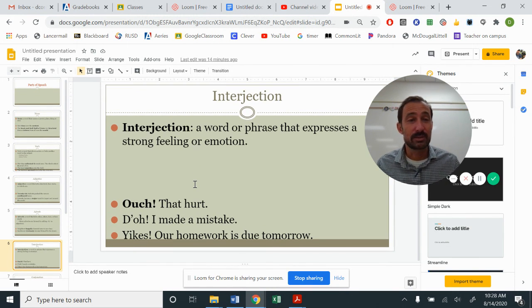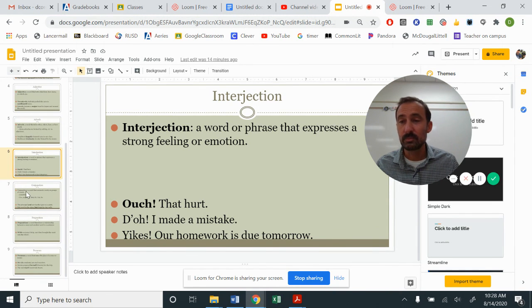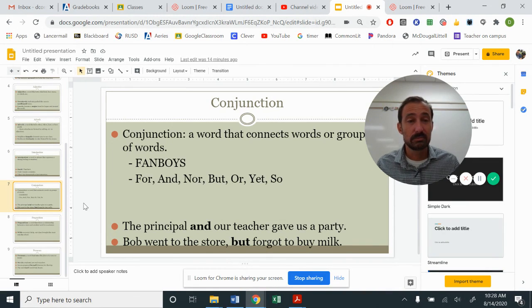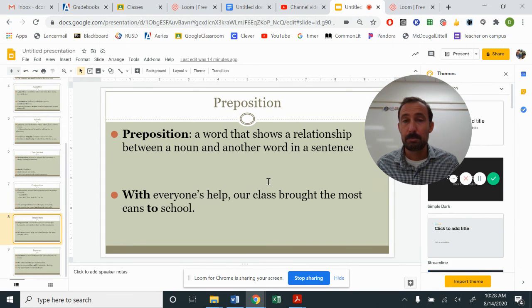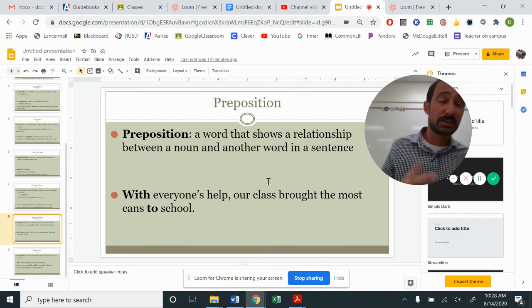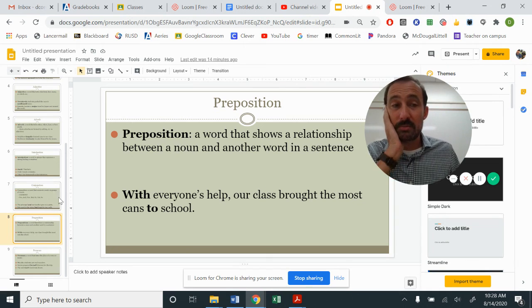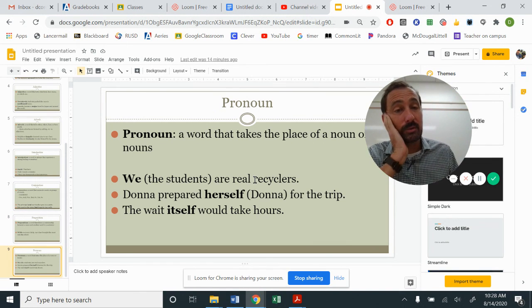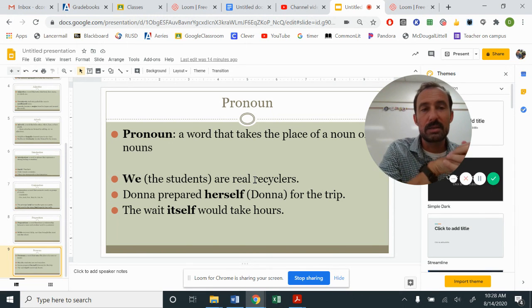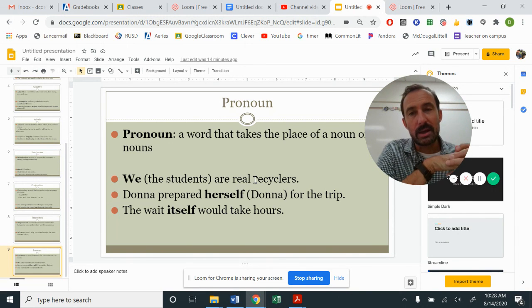Interjection, those words that we say to express some sort of emotion. We have conjunction, which is connecting words, using our fanboys as a reference point. Preposition, this helps build a sentence, offers more description. And then lastly, we've got a pronoun, which takes the place of a noun. Okay. Take a moment to make sure that you've got all of these items in your notes. Go back and review if you need to. But this is going to help us as we move forward with our writing.